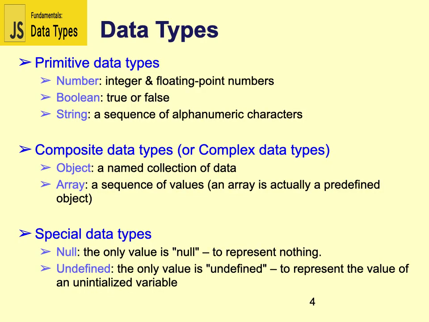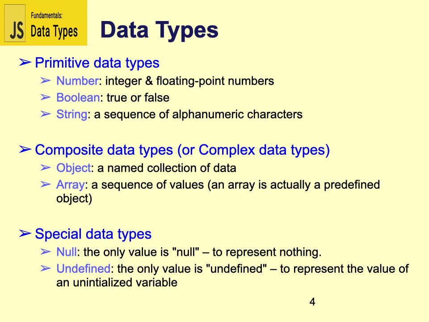So here are the different types of data types: primitive data types, composite data types, special data types. Primitive data types: number, boolean, string. Number includes integer and floating point numbers. Boolean, true or false values are included there. String, a sequence of alphanumeric characters, alphabets and numeric characters.